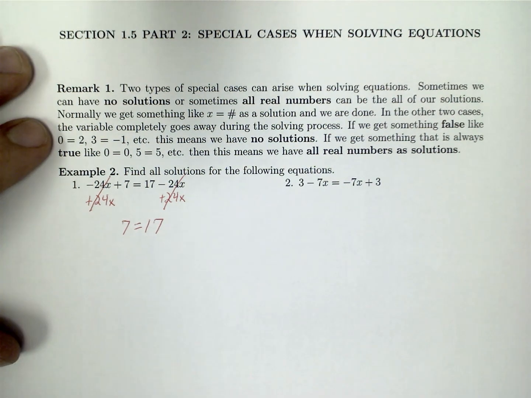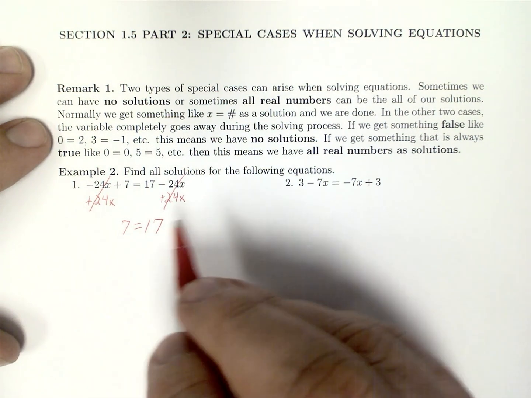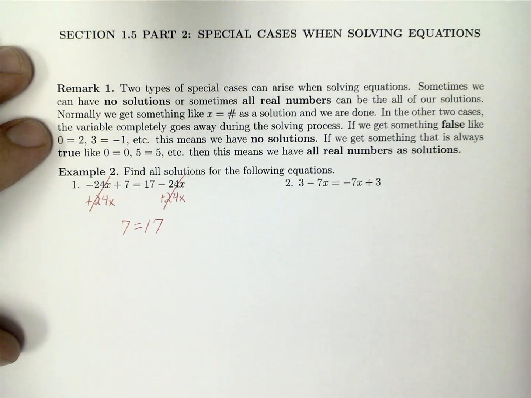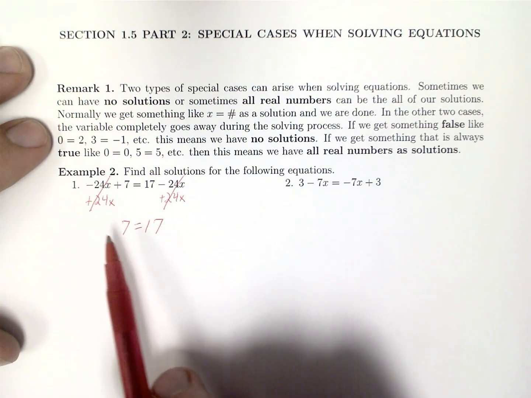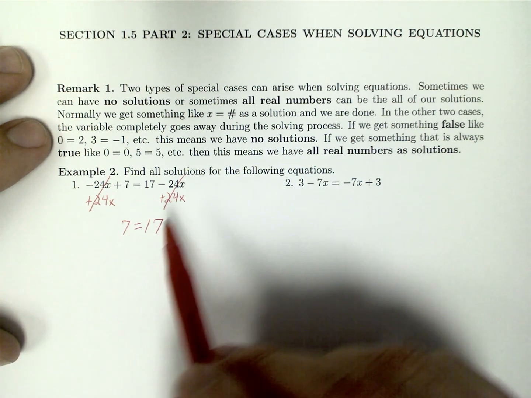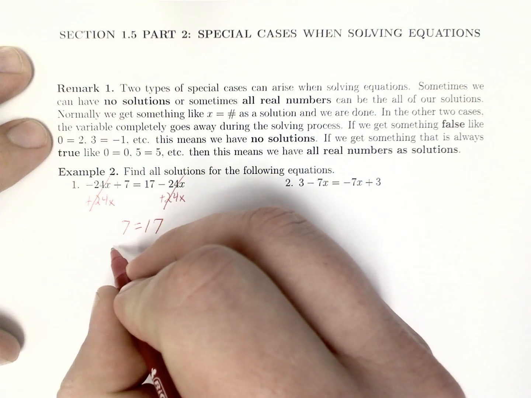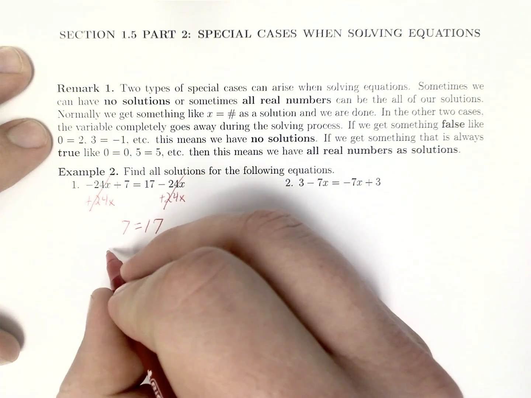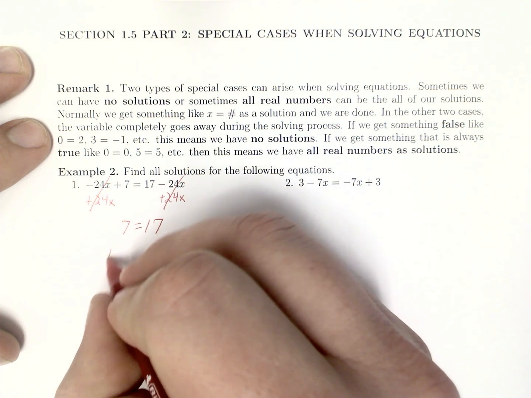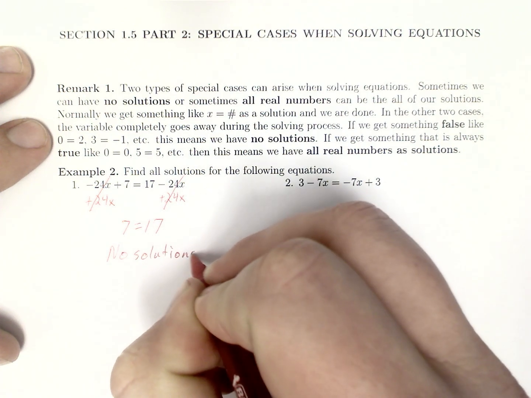Well, is that true? Of course it's not. 7 should never equal 17 in base 10, but that's a whole other can of worms. This is a false statement. 7 equals 17 is not true. So we say that this equation has no solutions. And that is our answer.